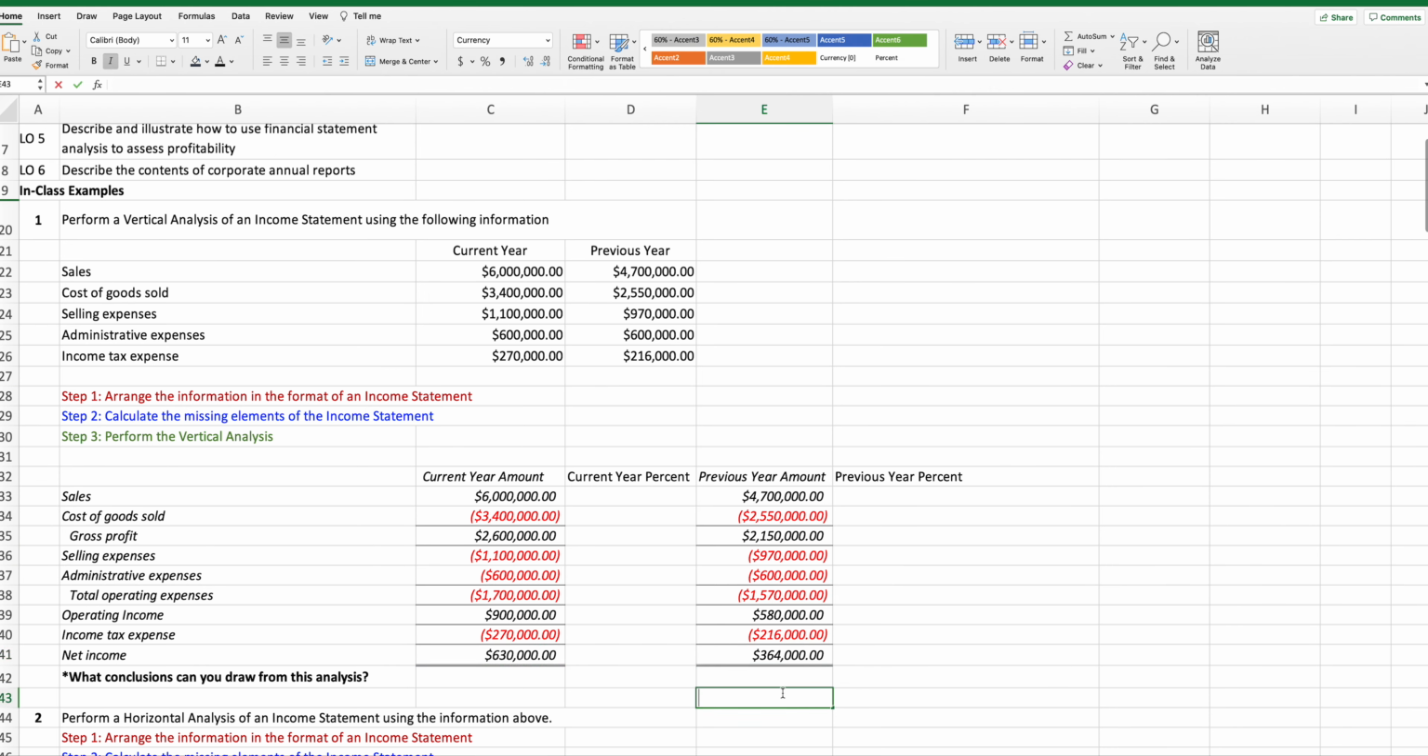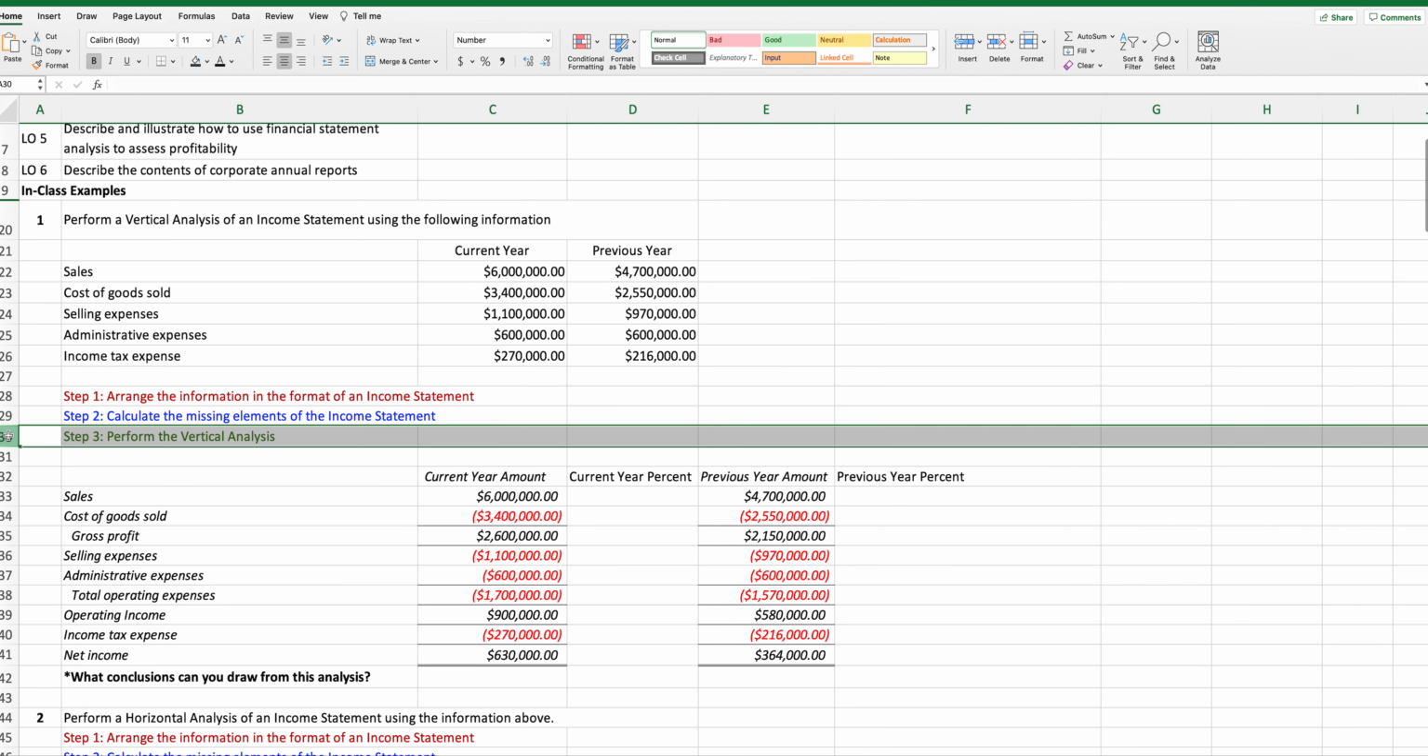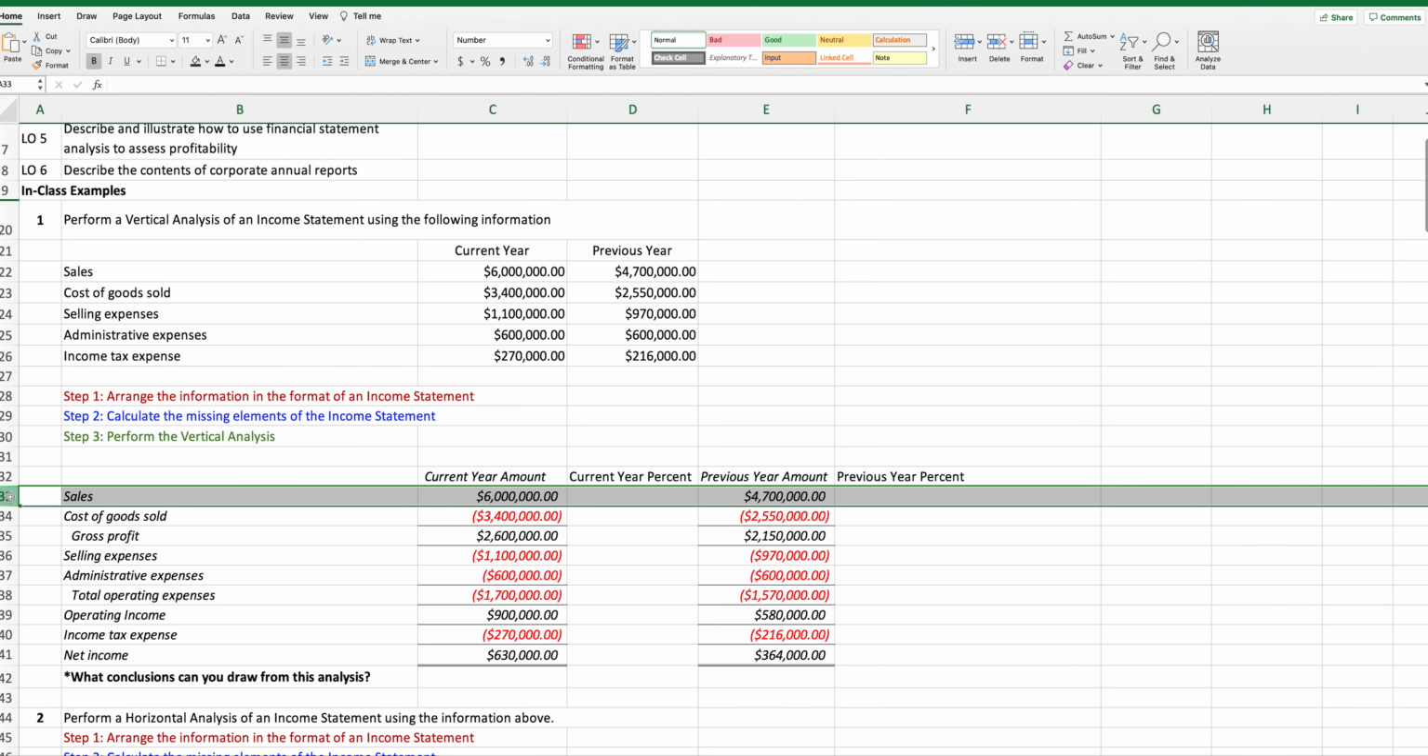All right, so that was a really quick rundown of how to get Excel to do your math work for you. Now we want to focus on evaluating the results. And that's where we're going to go into performing the vertical analysis. With a vertical analysis, we base everything on sales.